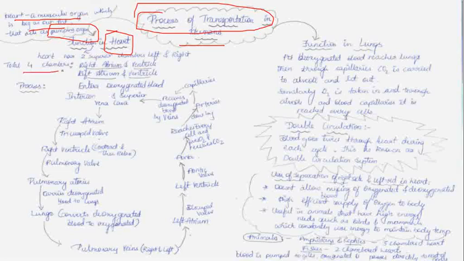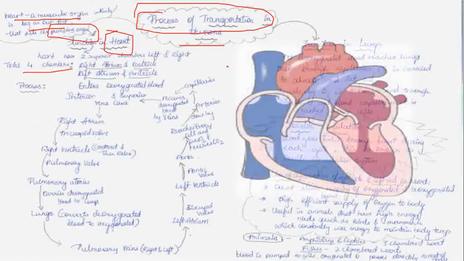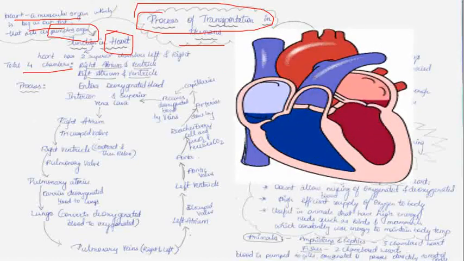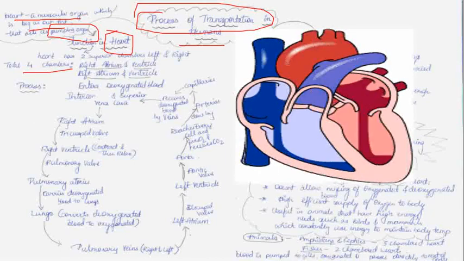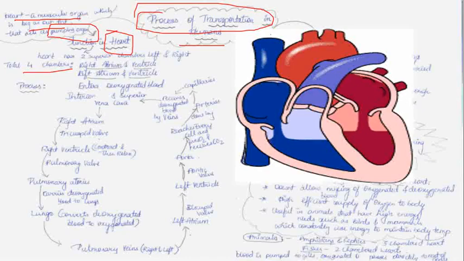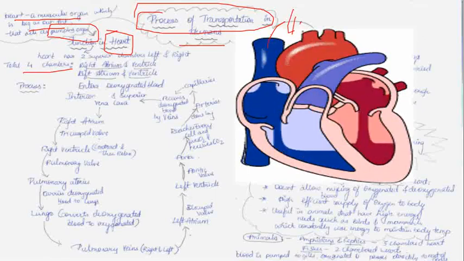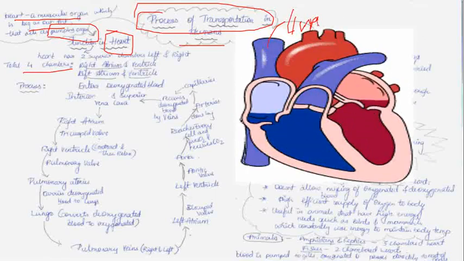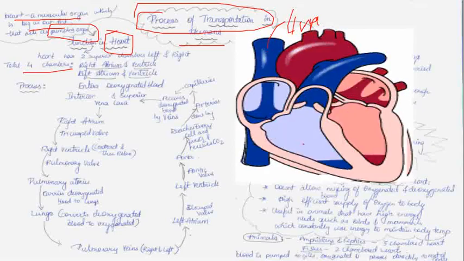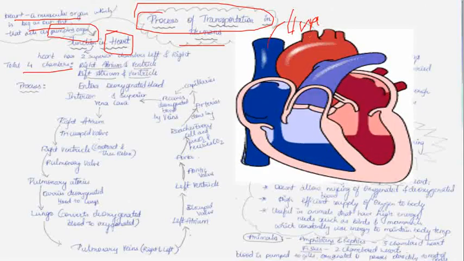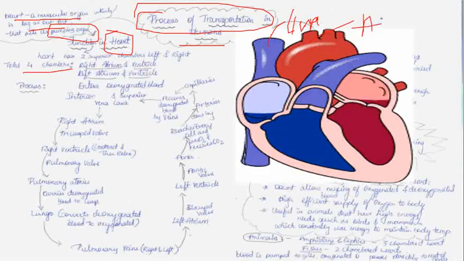There are basically four chambers in the heart. What are those? Right atrium and right ventricle, left atrium and left ventricle. So let us study the transportation system in humans. As you can observe here, I have brought you an animation of the passage of blood in the heart. This is the vena cava. You can consider the blue part as deoxygenated blood and the red part as oxygenated blood. This is the aorta.